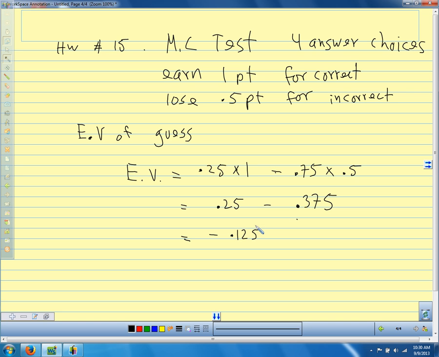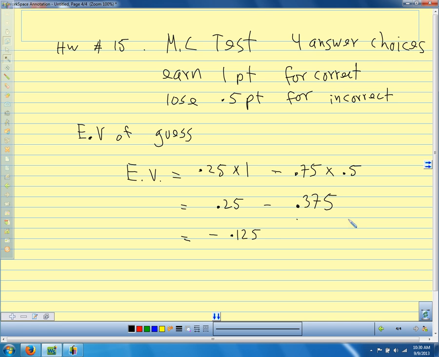Yes? How did you get 0.25 to 0.75 and how did you figure out? So it's a multiple choice test. There are 4 answer choices. Oh, okay. So 1 of the 4 is correct. 1 out of 4. You have 1 chance out of 4 of guessing the correct answer. The other 3 are going to be incorrect. So 3 chances out of 4 are incorrect. So that's how we came up with the probability.